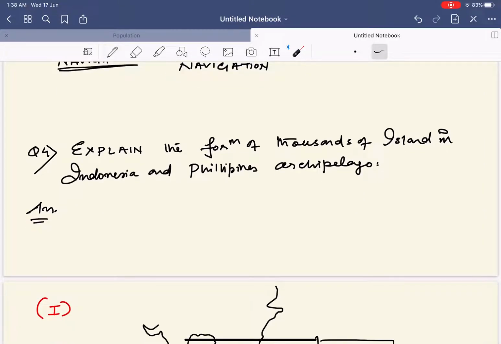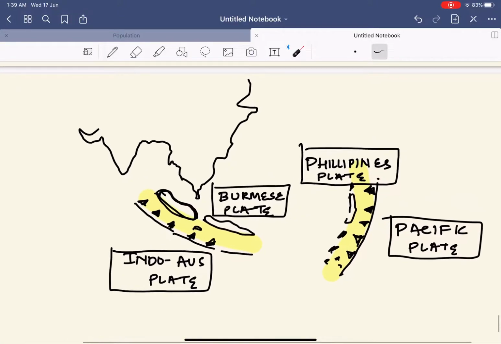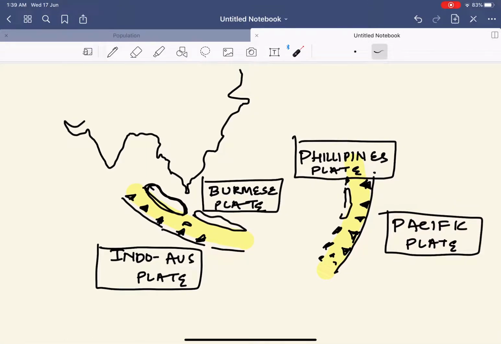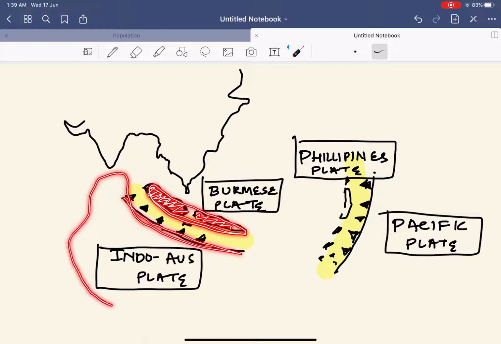Again, the next question is: explain the formation of thousands of islands in the Indonesia and Philippines archipelago. I have drawn a diagram for you to understand this. Please understand this. This is India basically, and this is your Southeast Asia. In this context, as you can see, this is your Indonesia. Now, where is Indonesia located? It is located in the junction between the Indo-Australian plate and the Burmese plate.